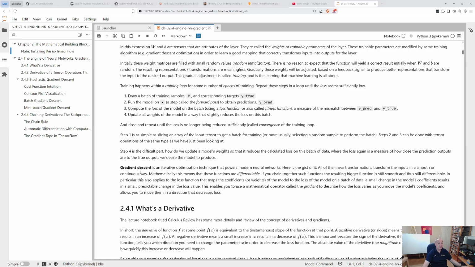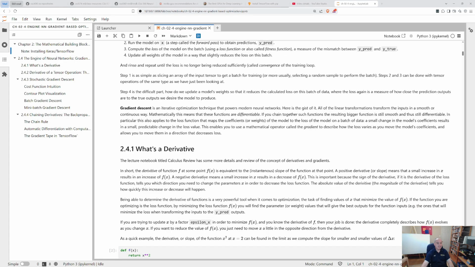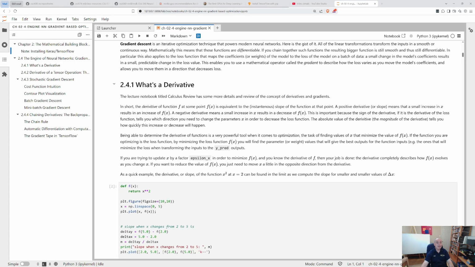It is a way to take the loss function and calculate the derivatives of that loss function. That will give us the information that we need to change the weights in the correct direction so that the loss function will get smaller. So for gradient descent to work, it needs to be able to calculate the derivative of the loss function.